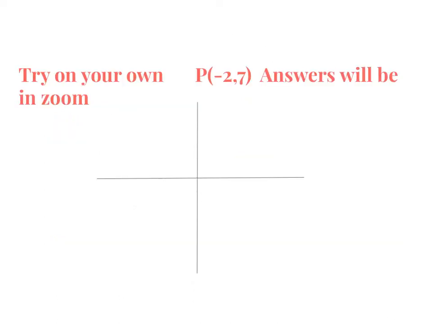What I want you guys to do is try this one on your own, again thinking about where it will be positive and where it will be negative. In this situation, we have the point -2, 7. I'll start by helping you guys draw the picture. Again, we're starting at the origin. We're going to go 2 units backwards, 7 units up, and draw our triangle.